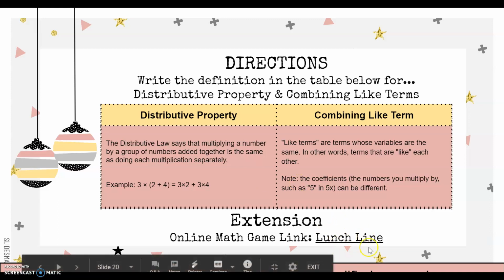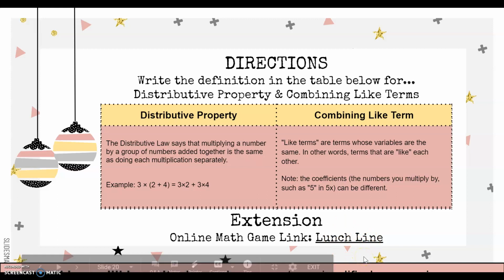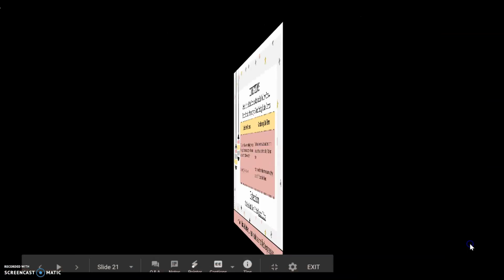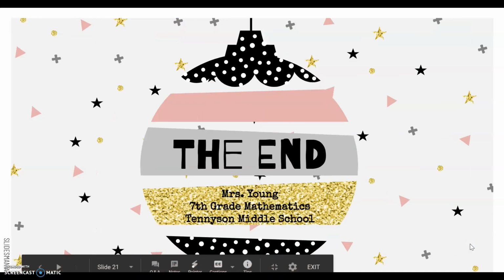Once you've done that, again, here's a link to play a small game and relax for the rest of the time, because right now, at this point, you're done. You have completed simplifying expressions.